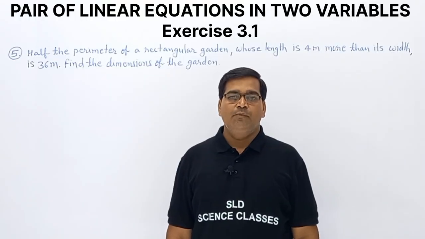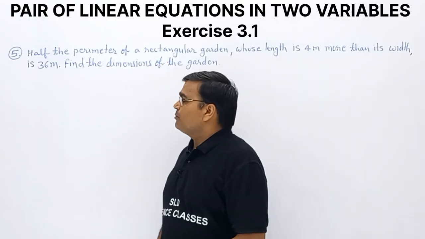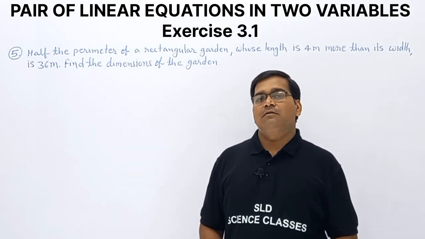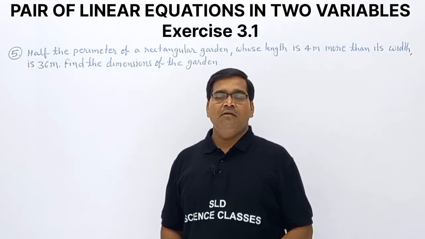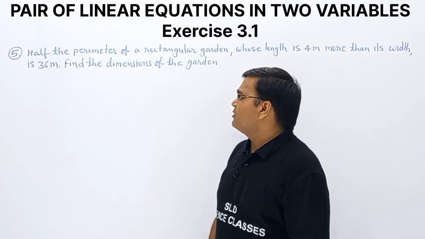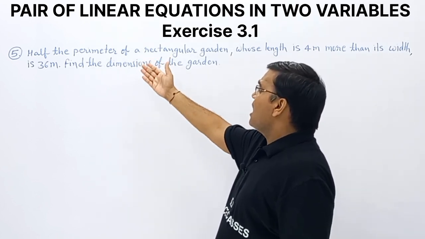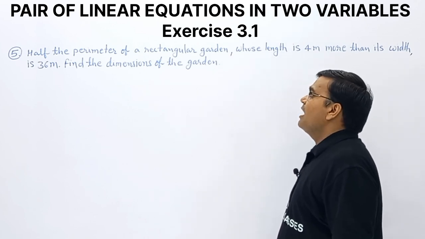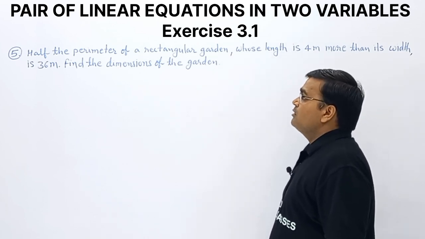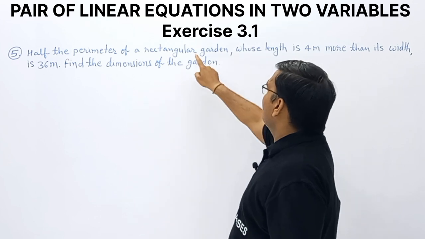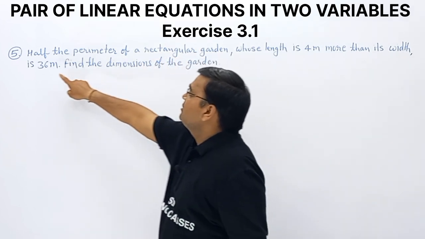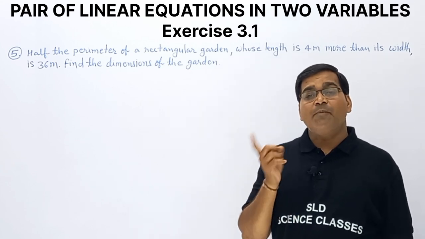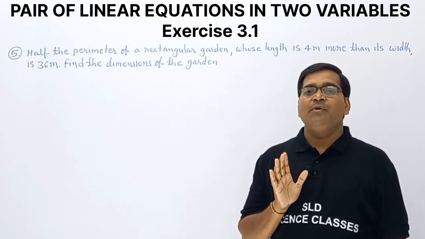In this class, we will discuss question number 5, exercise 3.1, pair of linear equations in two variables. So what about this question? Observe, half the perimeter of a rectangular garden is 36 meters.